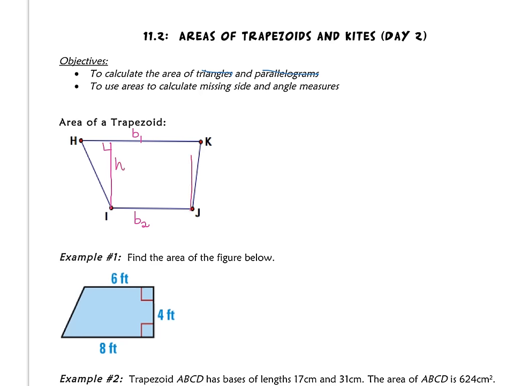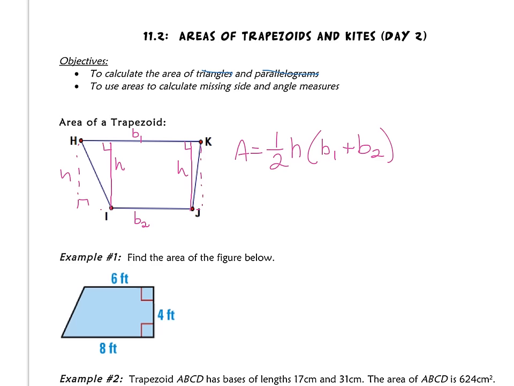Now that would be the same if I took the height right here, and I could even have the height on the outside. Those would all be the exact same length, and even from K down to this opposite side. So the area of a trapezoid is 1/2 times the height, and then you have to find the sum of the bases, so B1 plus B2.